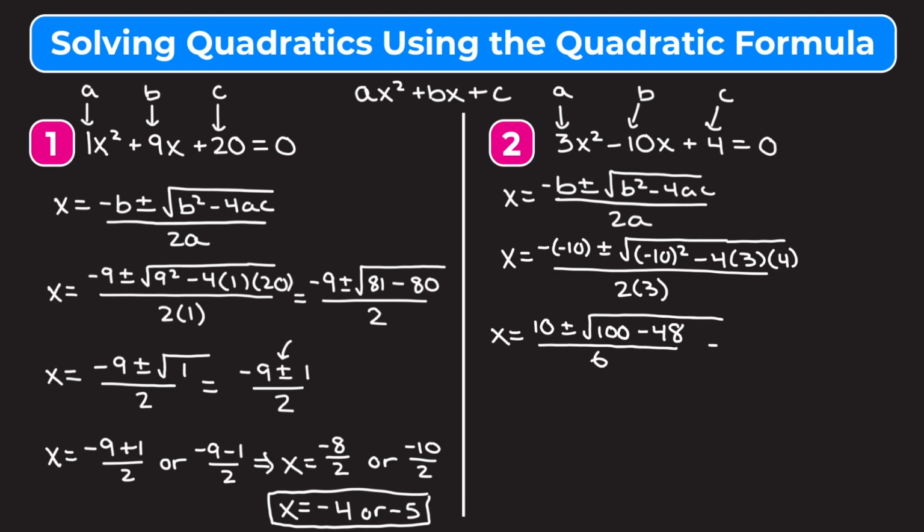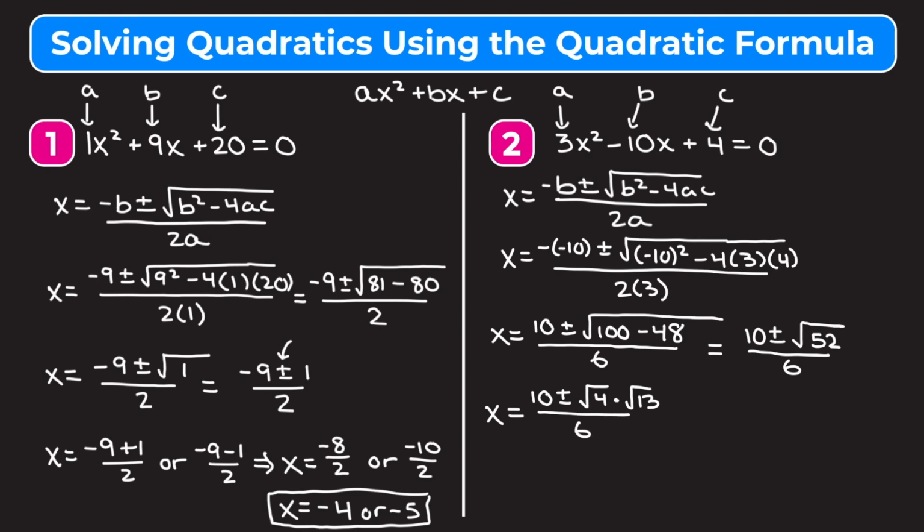We're going to continue simplifying. We're going to have 10 plus or minus. Under our root, 100 minus 48 is going to give us a positive 52, and this is over 6. And then we want to check to see if we can simplify this root. So 52 is divisible by 4, and 4 is a perfect square. So I'm going to go ahead and simplify this root. And if you guys haven't already done so, I encourage you to watch our video explaining how to simplify square roots. So we can rewrite this as the square root of 4 times the square root of 13.